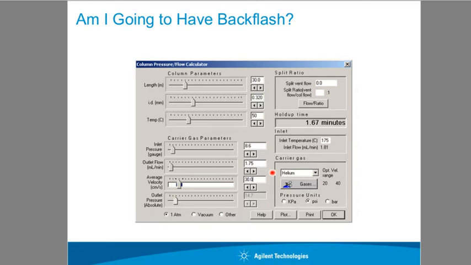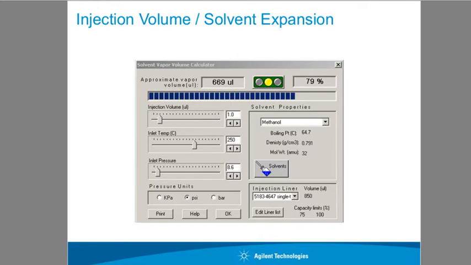So again, I put my column dimensions in there. And this slide may look familiar. The parameters are all the same as what we had seen before. I've determined I'm going to get 8.6 psi inlet pressure. Again, put it in my vapor volume using methanol. We're going to be fine. I got my split liner down here. Again, inlet temperature, I inject 1 microliter.